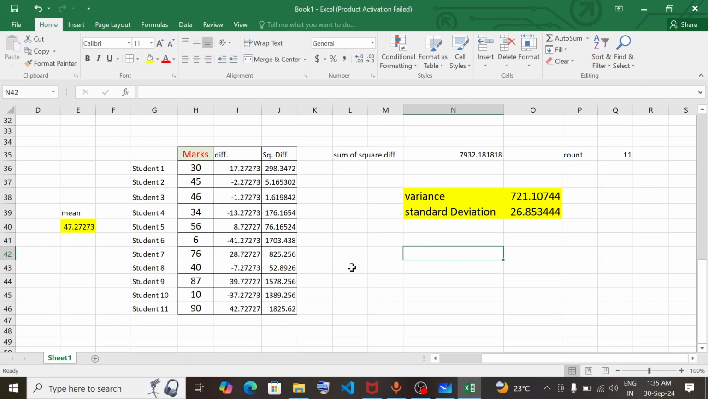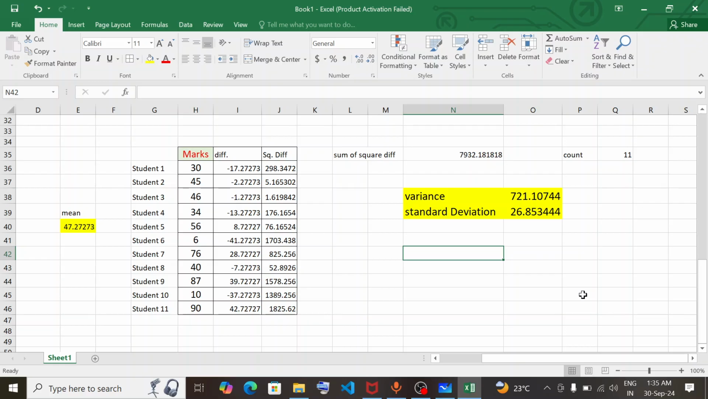Okay, so let's revise from the start. In this video we started with the measure of dispersion, and in the measure of dispersion we have three main values. First is variance, second is standard deviation. Variance is nothing but the square difference divided by the number of elements. Okay, so we calculated it manually, and the variance number is 721 and standard deviation is 26.